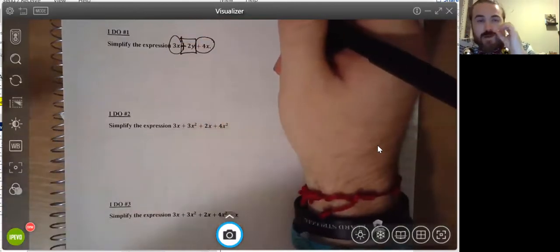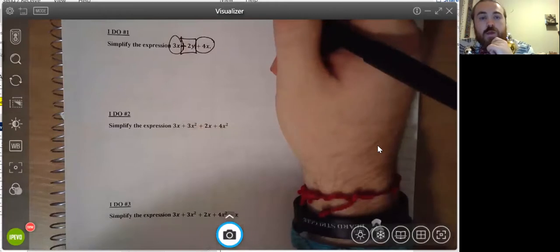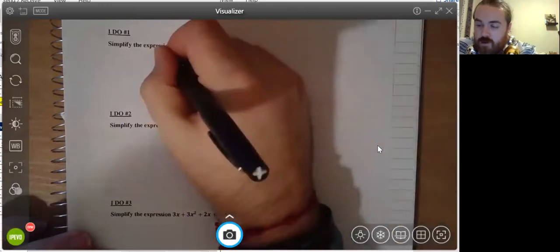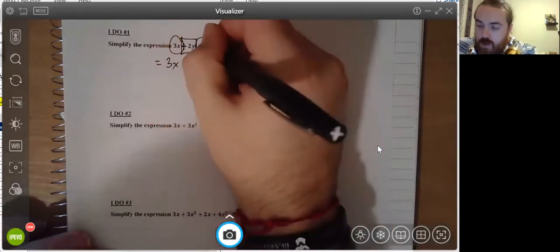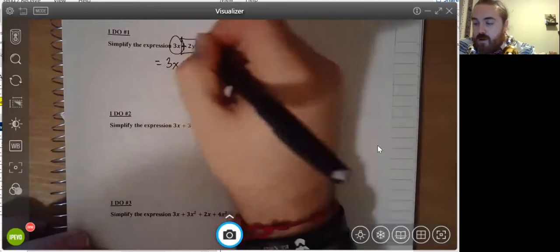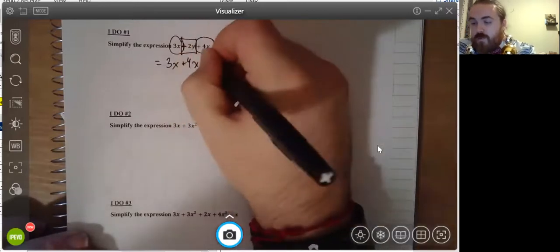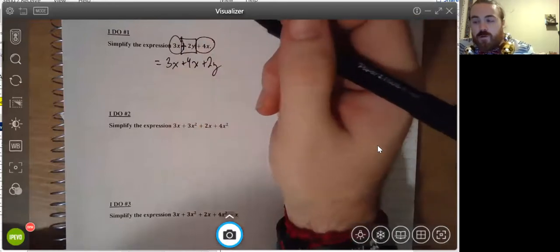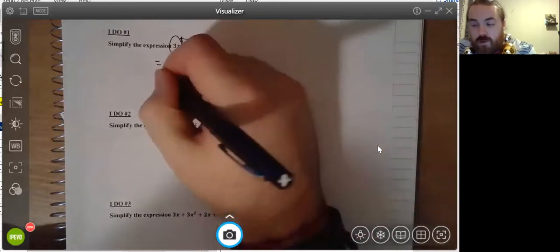Second step, after you identify what the like terms are, you have to rearrange them to put them next to each other. So now I'm going to rewrite it as 3x. Let's move that plus 4x to the next here. Now plus 2y goes to the end. Now 3x plus 4x, well, you add the coefficients. 3 plus 4 is 7. And we leave the variable.